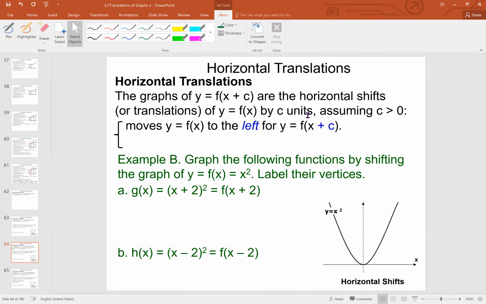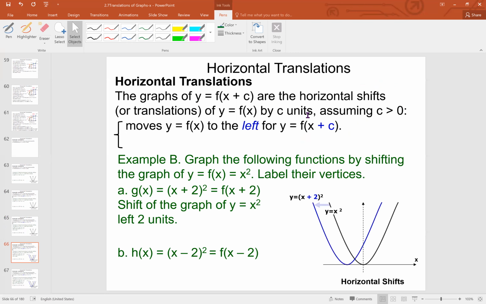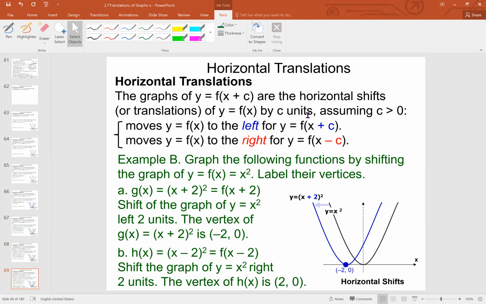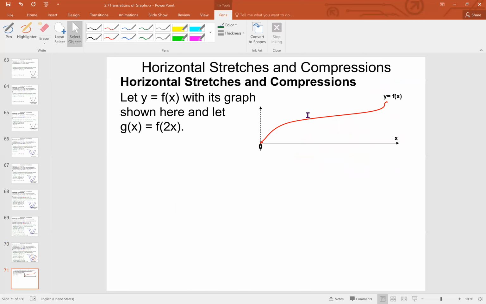So, if you add a number, f of x plus c, you move the curve to the left. If you subtract a number, x minus c, then you move the curve to the right. The result is the curve moved, say, 2 units to the right. Whichever way, we use a similar analysis.